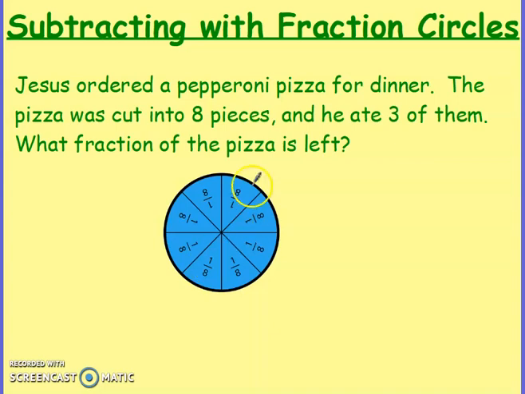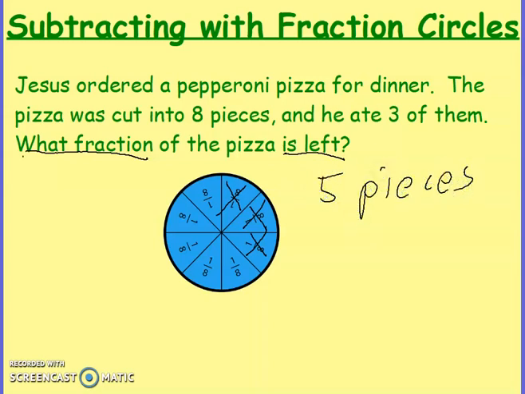Ta-da! Here's a prettier one. So here's our pizza cut into eighths, okay? And he ate 3 of the pieces. So let's just cross out 3 of those pieces to show that he ate them. 1, 2, 3. And we can count what's left to see how much pizza is left. So we want to know what fraction of the pizza is left. If it's asking for the fraction, is saying 5 pieces going to be our answer? No, because it wants a fraction.